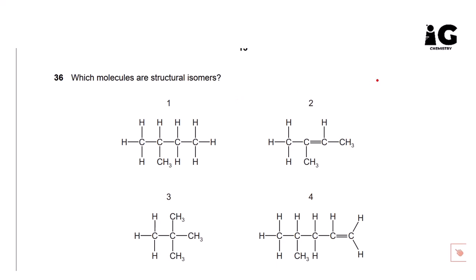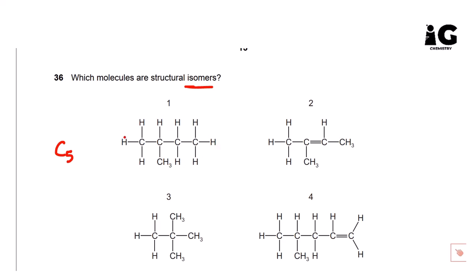36. Which molecules are structurally isomers? You know, guys, when we say isomers, it means they should have the same molecular formula, but different displayed and structural formula. So we need to check here, count number of carbons first. 1, 2, 3, 4, 5. So here we have C5. What about H? Here you have 3, 4, 5, 6, 7, 8, 9, 10, 11, 12.